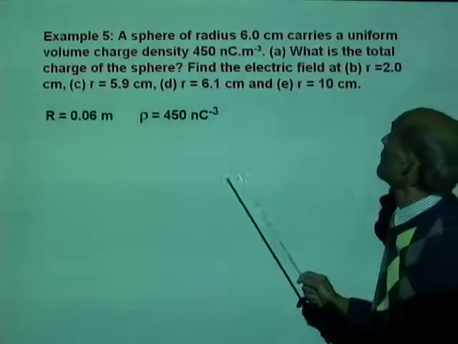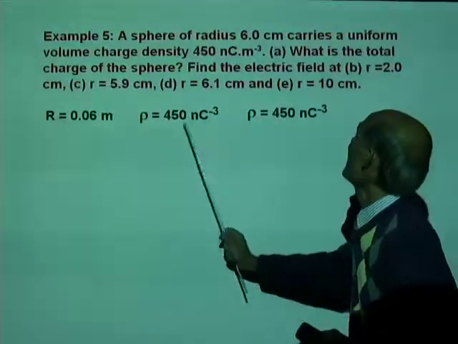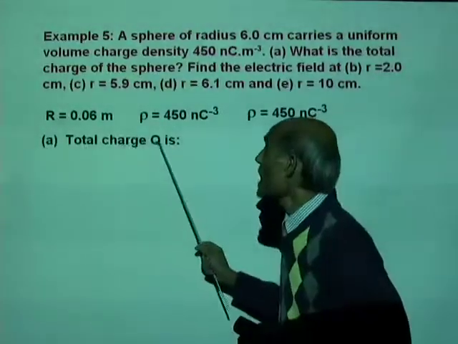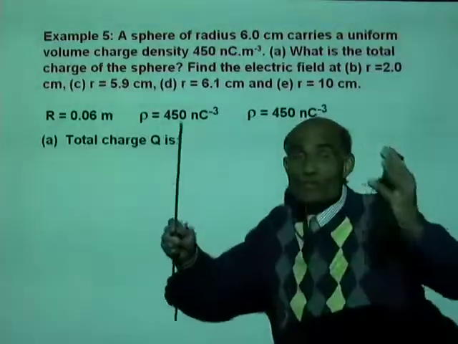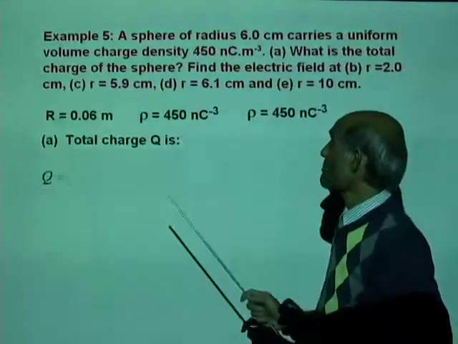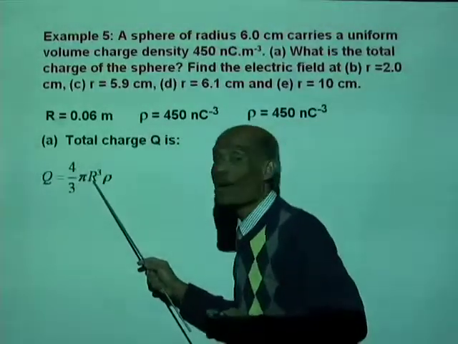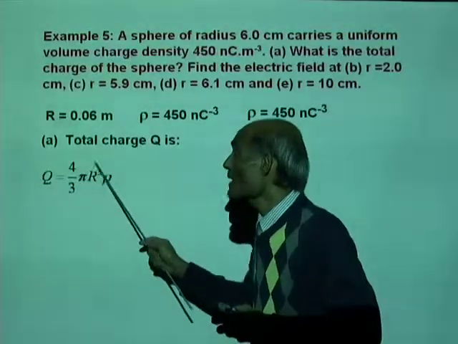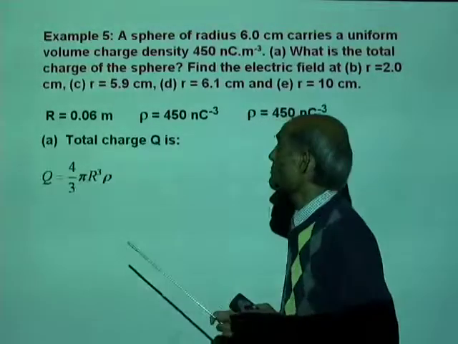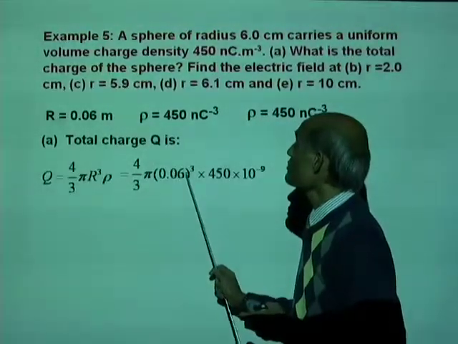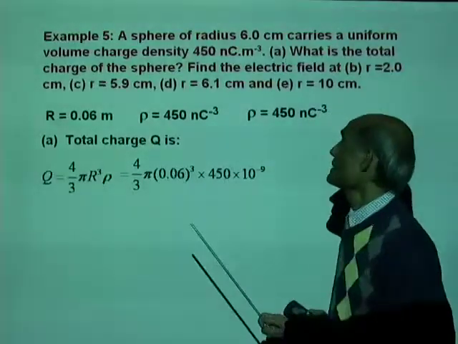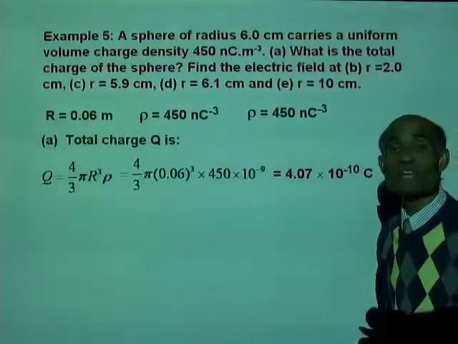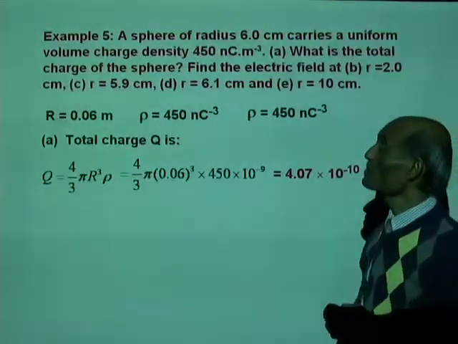And what else do we know? The total charge Q is the volume of the sphere multiplied by rho. 4/3 pi R cubed, where R is the radius of the sphere, is the volume, multiplied by rho, with the radius being 0.06 meter. And that is 4.07 times 10 to the negative 10 coulomb, the total charge carried by the sphere.